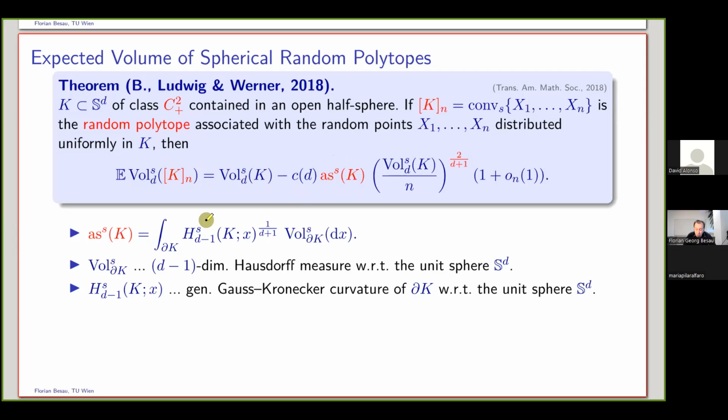Now, it's not affine invariant anymore, so there is no affine group acting on spherical convex bodies, so you cannot expect, or it does not make sense to talk about, affine invariance.